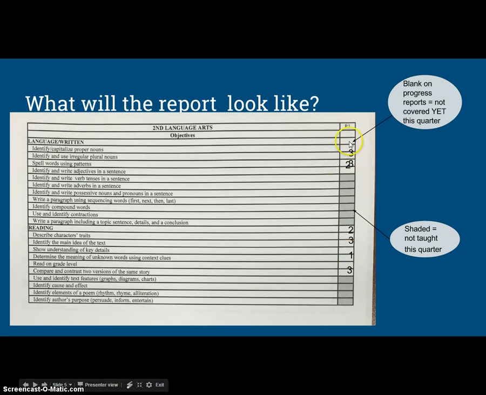If it's blank, that means that that concept has not been taught this quarter yet. So this first one, identify and capitalize proper nouns, they just haven't gotten there quite yet in our curriculum, and students will have a score for that at the end of first quarter. If it's shaded, that indicates that that skill is going to be taught in future quarters. So this one's not taught in first quarter. That might be a skill that they get to in their curriculum in second or third quarter.